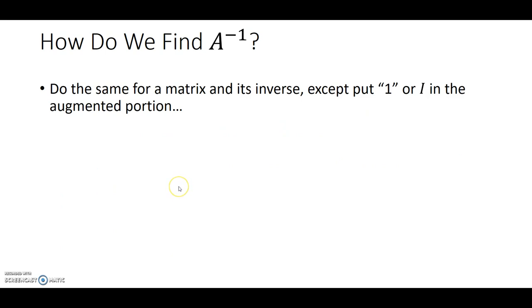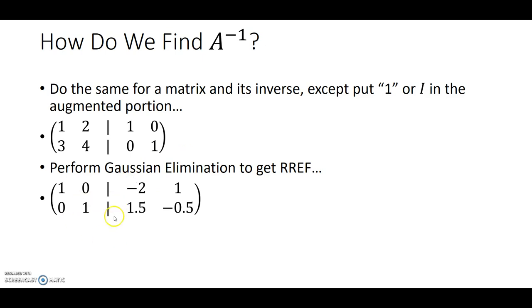We would do the same thing for a matrix and its inverse, except put 1 or I in the augmented portion. So in this case, I'm going to have my matrix A, let's say it's 1, 2, 3, 4, and I'm going to have the identity over here, and then I'm going to perform Gaussian elimination until I get the identity over here, basically until I've effectively canceled out the matrix, and everything that I've done gets recorded on the right. So we perform Gaussian elimination, and now we see that this becomes 1, 0, 0, 1. It's the standard Gaussian elimination, same as we always would, except we have 2 columns that get changed simultaneously over here, and we would get this element.